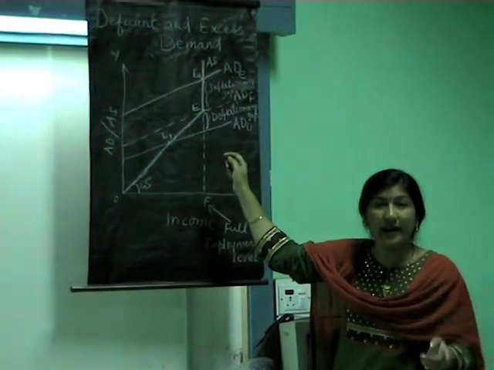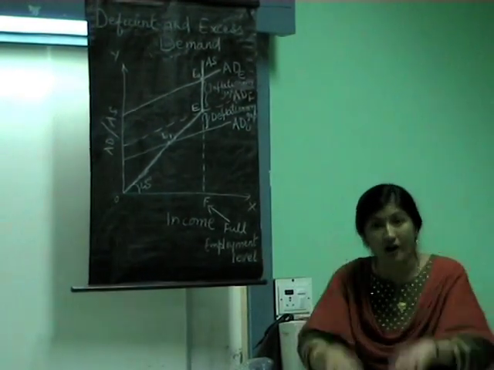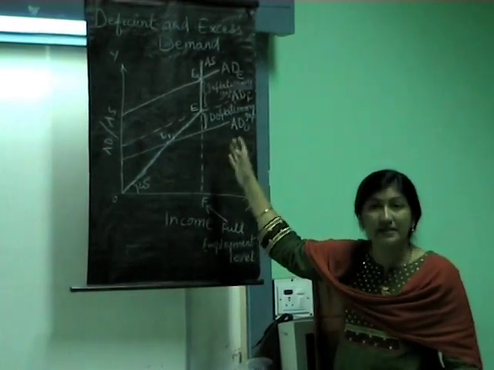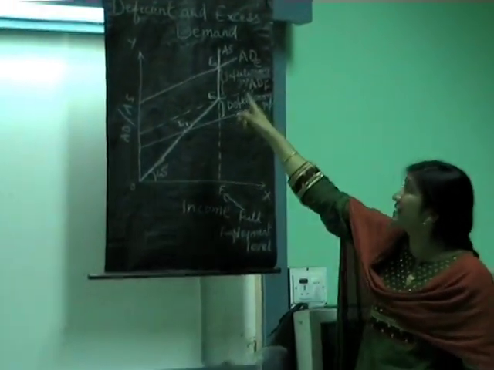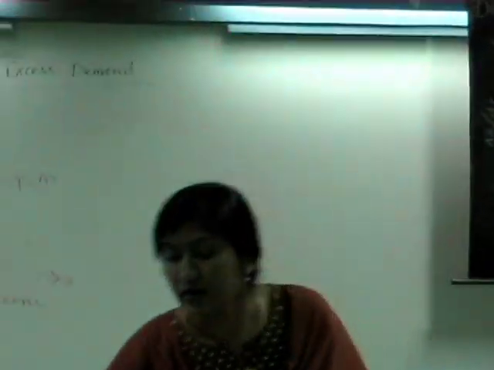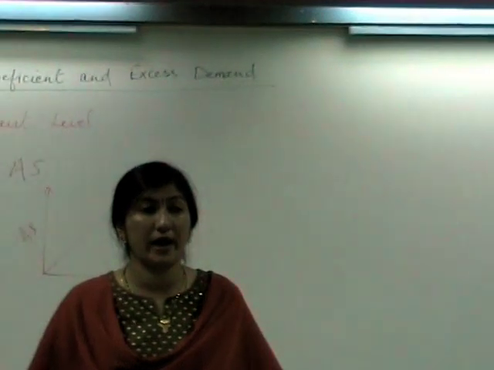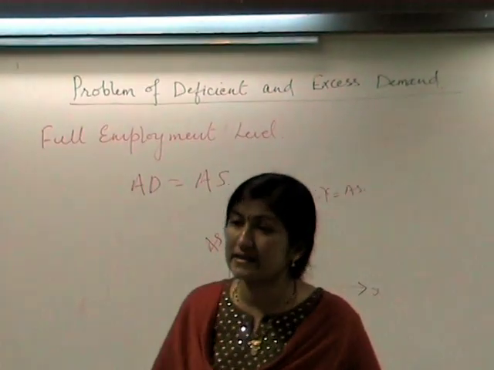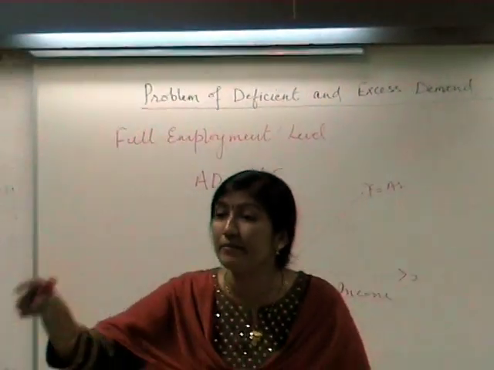Means your aggregate demand falls short of equilibrium, falls short of full employment level, and this creates a situation of a deficit. Which demand? Deficient demand. So deficient demand is a situation where aggregate demand is less than aggregate supply at full employment level.